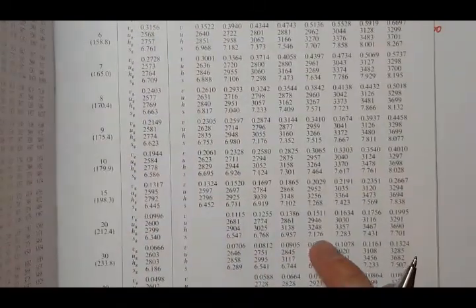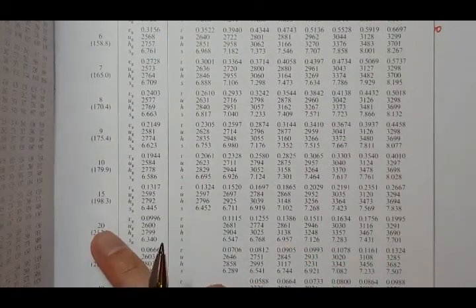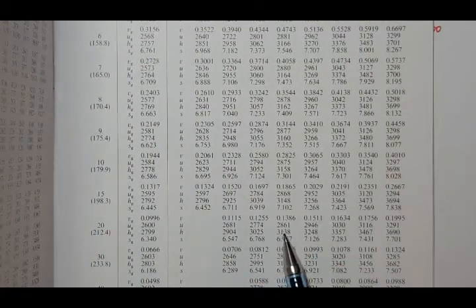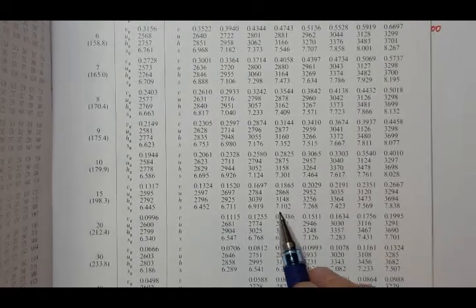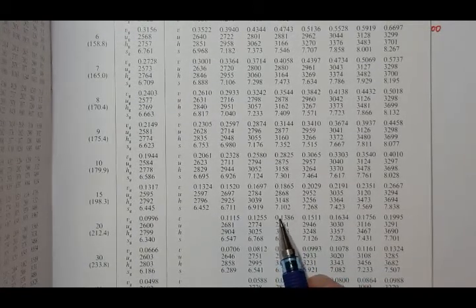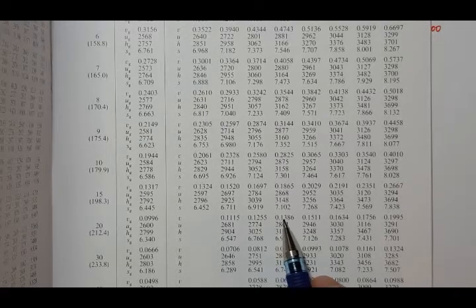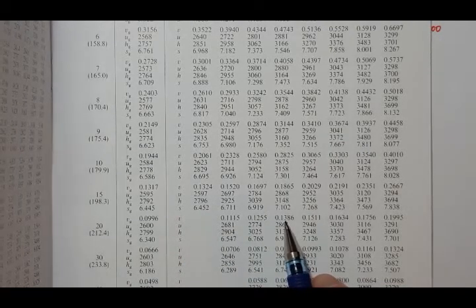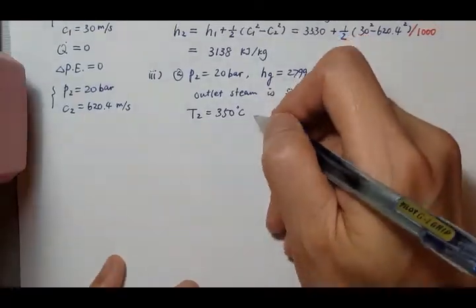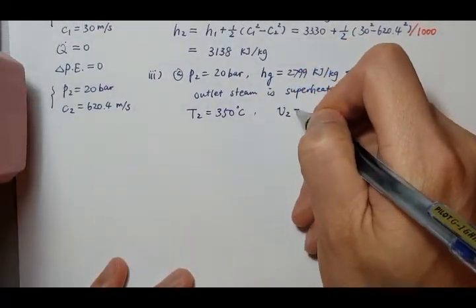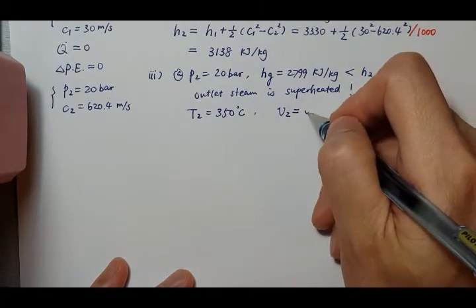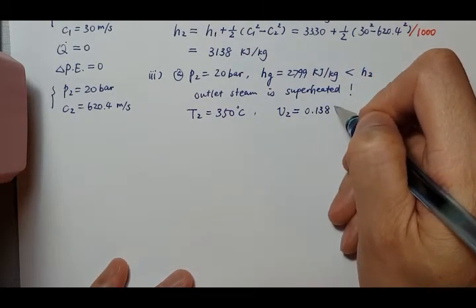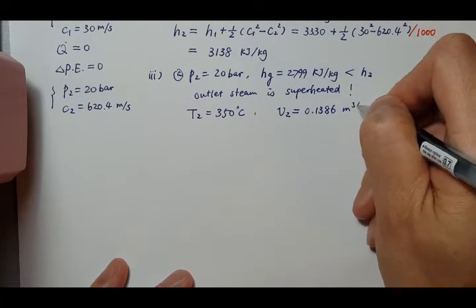And at the same time, once we find the location of that outlet, which is 20 bar and 3138, there must be this group of data. You can see that the first one, 0.1386, is exactly the V, the specific volume, at the outlet. So we can directly get V2 equal to 0.1386 cubic meter per kilogram.